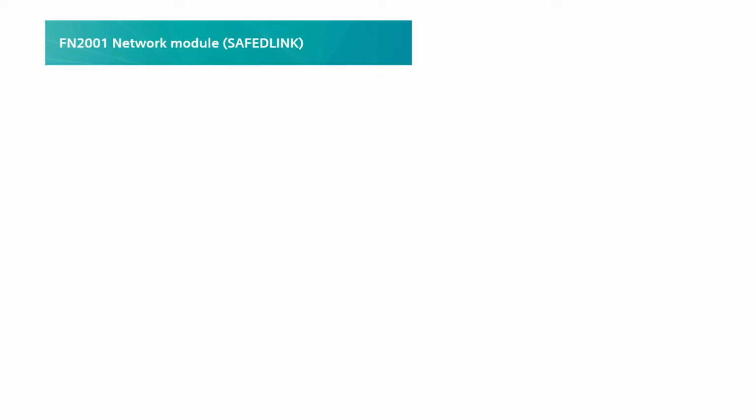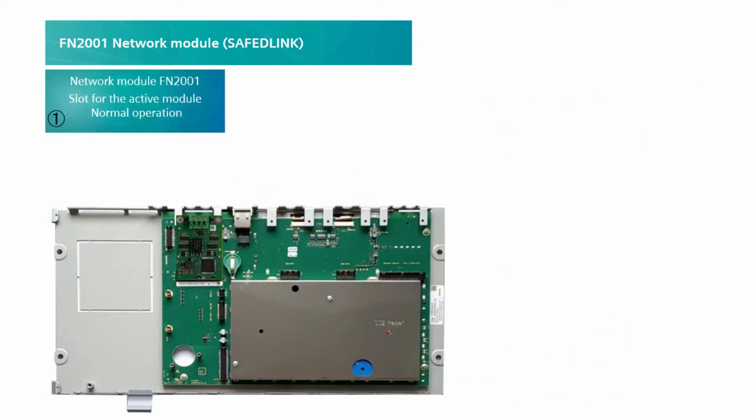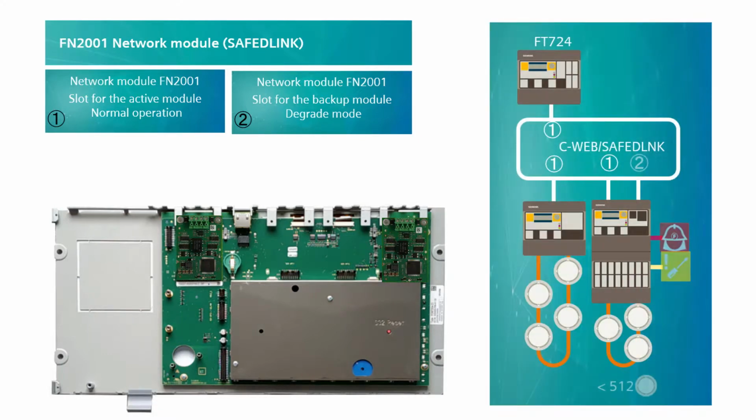The Safety Link network module can be mounted on the fire control panel and also on the fire terminal. One slot is for primary communication and is active during normal operation. If required, the other slot provides backup communication in degraded mode. Both slots use the same hardware module. In accordance with EN 54, if the system has more than 512 fire detectors in total, a second backup network module is required. It must be installed in the panel with a remote transmission connection. The two modules in this panel provide redundant communication in the C-Web.